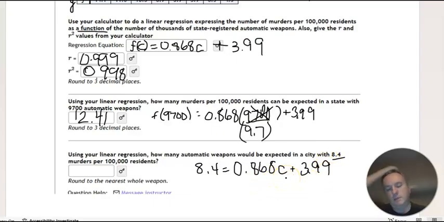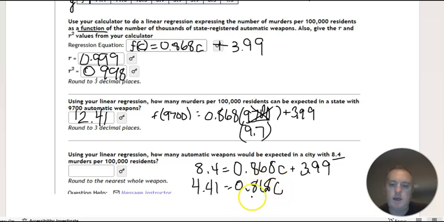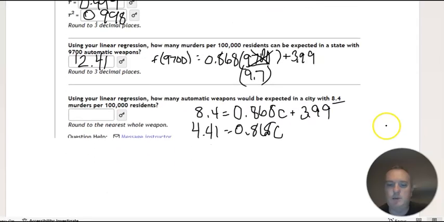Just back to algebra 1, we want to solve for C, so we need to move the number over to the left side. So we're going to subtract 3.99 from both sides. When I do that, I get 4.41 is equal to 0.868 C. Now, to get rid of that multiplier, we just divide both sides by 0.868. And we get C is equal to 5.08. It just wants to round to the nearest whole number, so we're going to put 5 there.